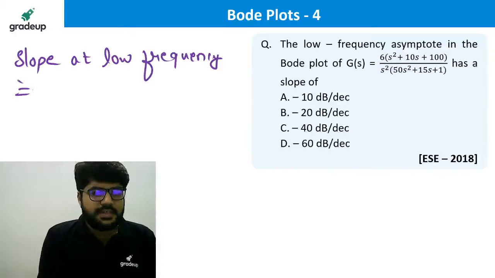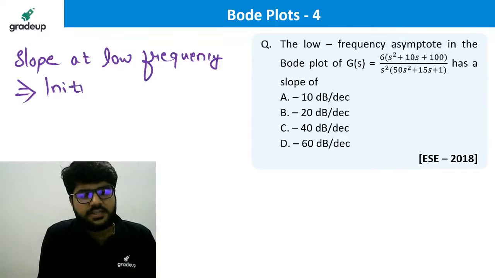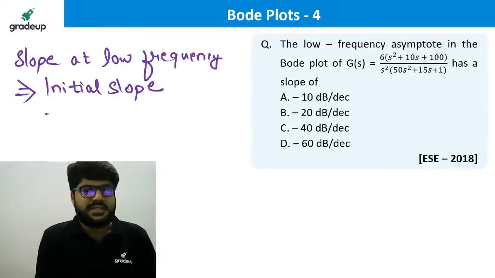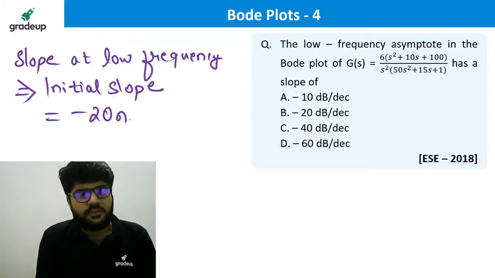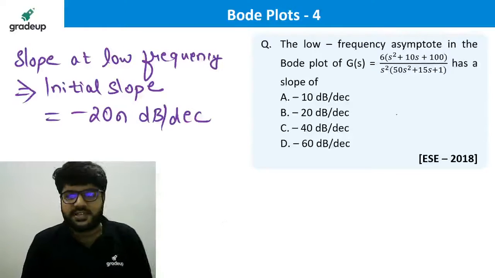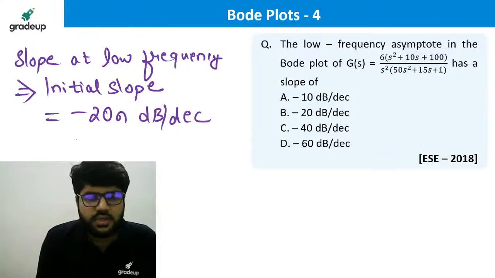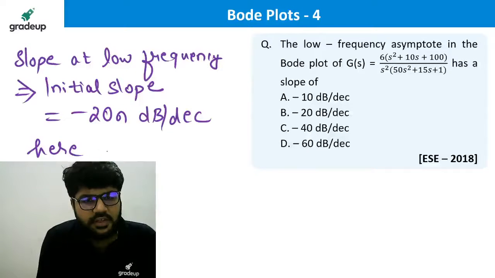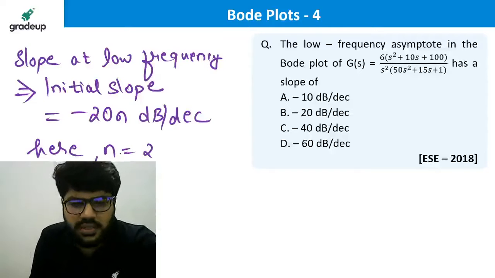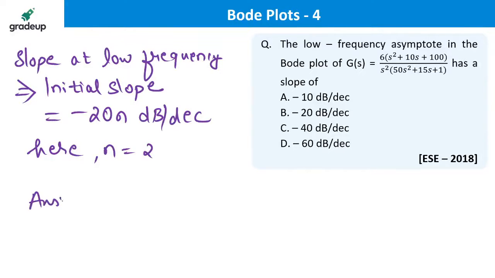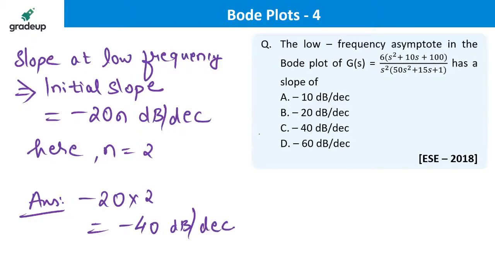Low frequency slope, guys, means you have to look into the initial slope. Slope at low frequency means initial slope, and for that we already know the formula: minus 20 n decibel per decade, where n is the number of poles of G(s)H(s) at origin. So here for this question n is 2. So what is the answer? Minus 20 into 2, that is minus 40 decibel per decade. That is C.